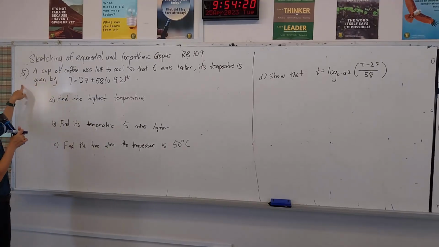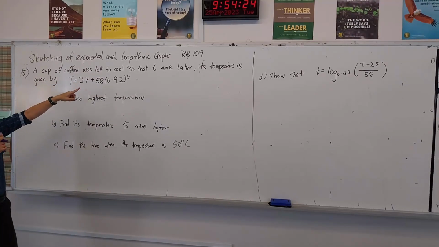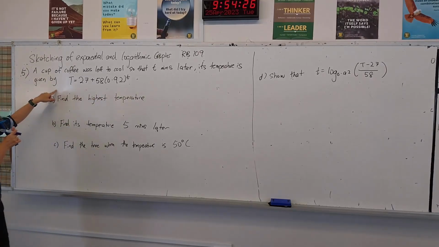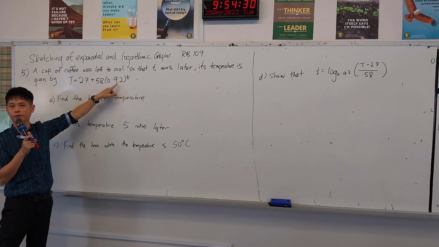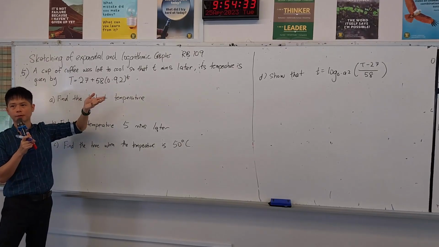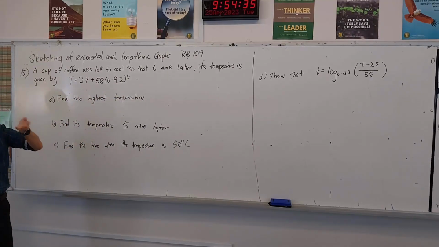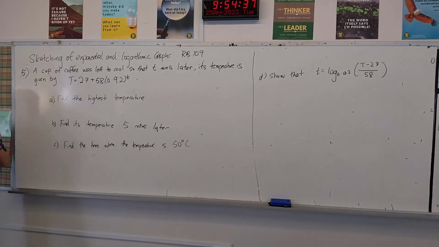Now, a cup of coffee, this is example 5 of page 109 of your resource book. A cup of coffee was left to cool down so that t minutes later, the temperature is given by this function here. Now, you realize that this function has the exponential function inside. So this is just an example. Later, for your homework, you do the logarithmic one and some exponential ones.